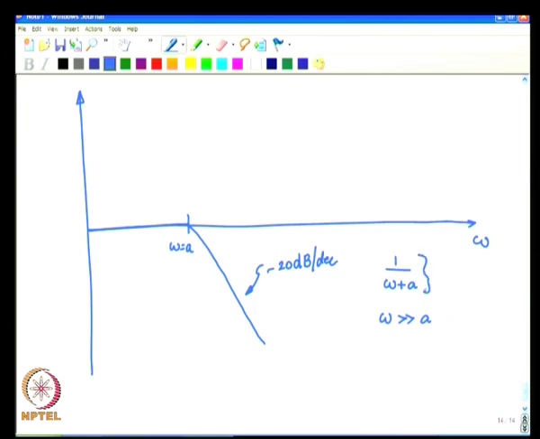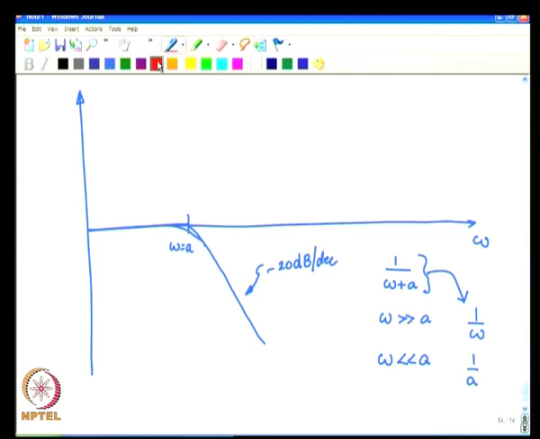That is, at omega much greater than A, the lag portion becomes 1 by omega. A is neglected. At omega much lesser than A, you can just write it as 1 by A. So, it could be an attenuation or gain depending upon the value of A. Omega can be neglected, it is constant. So, you have a constant and then you start having a drop of minus 20 dB per decade. Of course, in actual practice it would be a smooth curve like that.